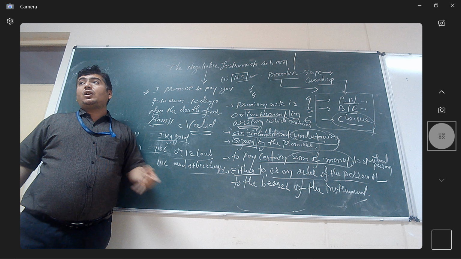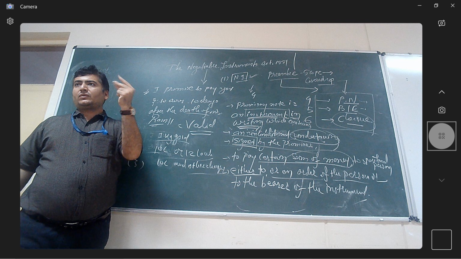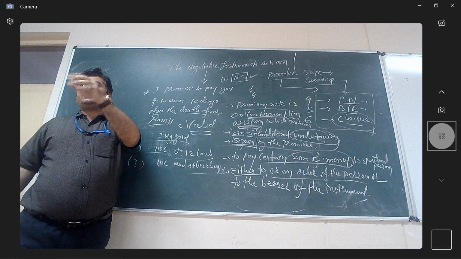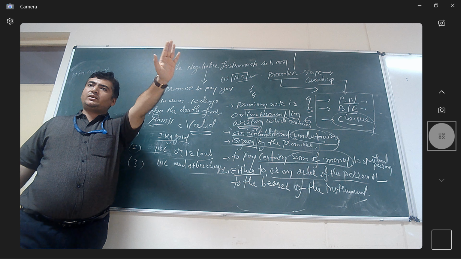What if I say 10 lakhs plus 12% per annum simple interest? Now, valid or invalid? Come on guys, whether you calculate or I calculate, the amount cannot deviate because we have the fixed formula. This is valid, guys. Am I clear? Certain sum of money payable to a certain person or to his order or to the bearer of the instrument.